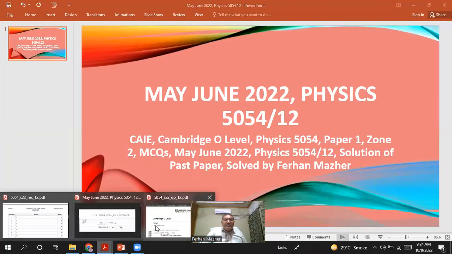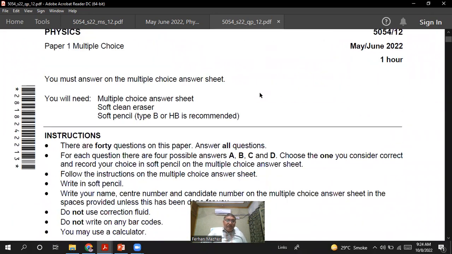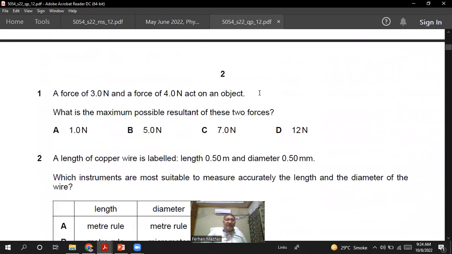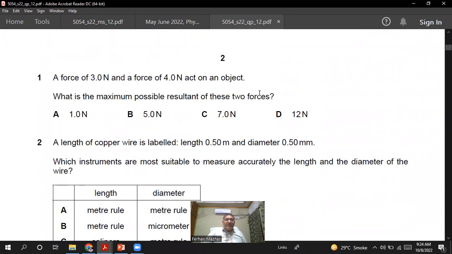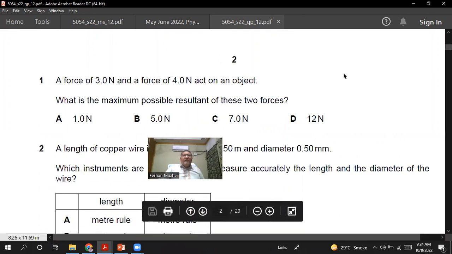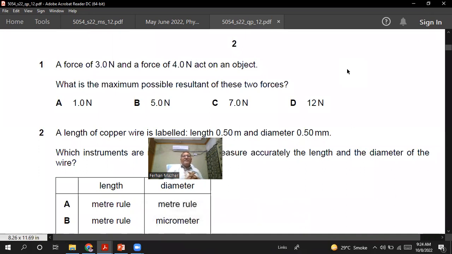Okay, so here we go. This is the May-June 2022 1-2 paper. Multiple choice questions are there. The first question is coming up on your screen. It says, a force of 3 Newton and a force of 4 Newton act on an object. What is the maximum possible result of these two forces?